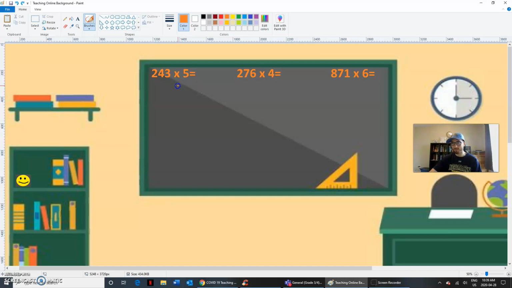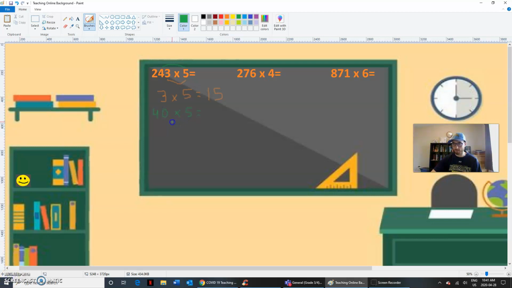So 5 times 3 ones, we're going to go by each place value. 5 times 3 ones is 15. Next, we're going to look at the tens place value. So we're going to do 5 times 4 tens, which is the same as saying 40. So we have 40 times 5.